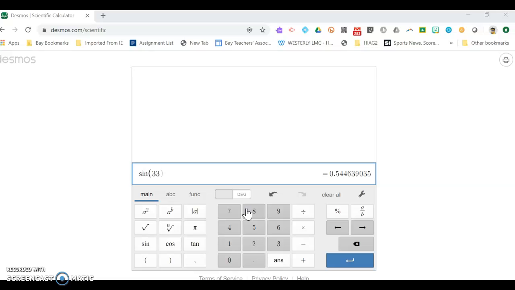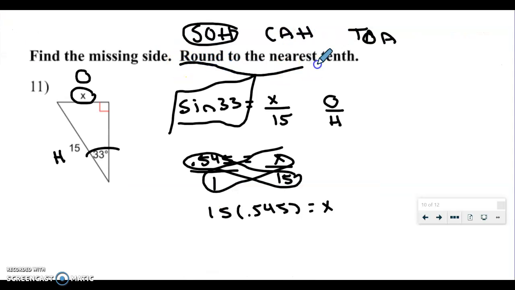So I'm going to take the sine of 33 and just multiply it by 15. So that side is going to be 8.17. Or, because we're asked to round to the nearest tenth, we're going to say it's going to be 8.2. That is what the missing side is. 8.2. Okay? All right, let's look at another example here.